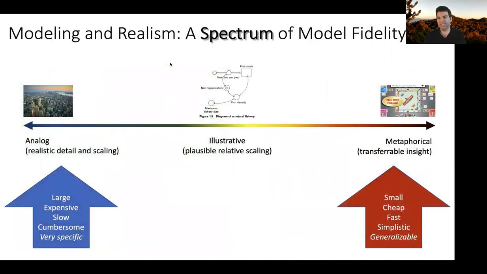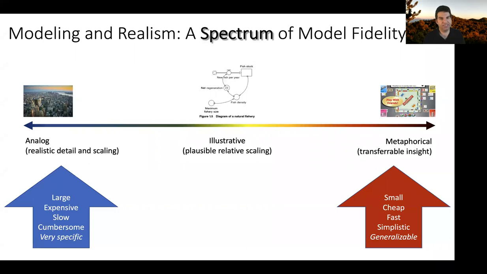So the other philosophical thing I want to make sure that you've got some comfort with is this spectrum, this idea that models always fit somewhere on the spectrum. If you take two models, you can always put them relative to each other on this spectrum. So we've talked about causal loop diagrams being more metaphorical. Stock and flow diagrams have more realistic detail, so they're more analog. The more metaphorical you get, the more generalizable, the bigger the umbrella gets on the type of phenomenon you cover, but it becomes less specialized to any particular context.